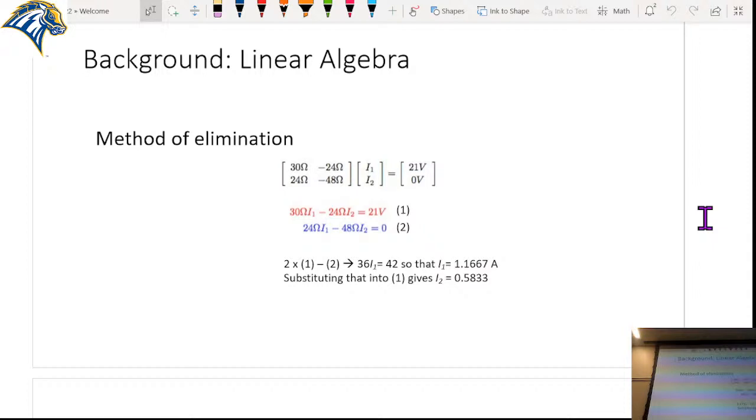So we can just say that. And then we can just substitute that value of I that I2 is. Everybody okay with that? No? I don't really know what's going on at all.